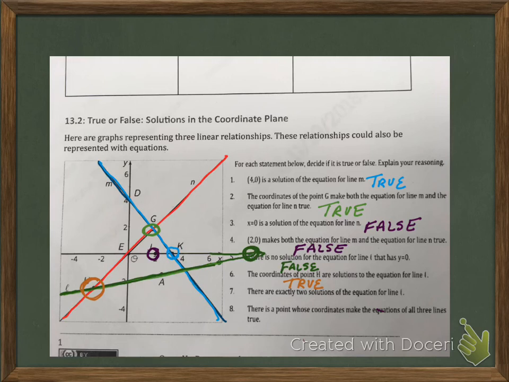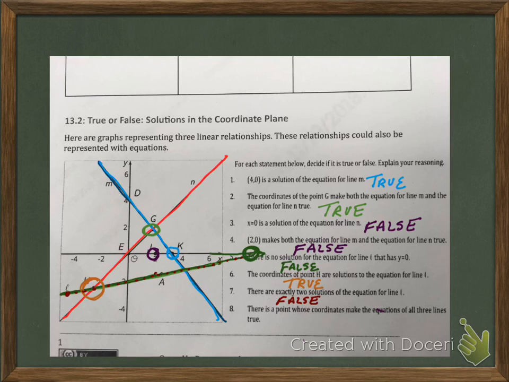And then number 7, there are exactly 2 solutions of the equation for line L. That is false. A line is an infinite number of points, so there's an infinite number of spots on line L, and all the other lines. You would have points all along the line. Those would be ordered pairs, that would be solutions, and so there's actually an infinite number there.